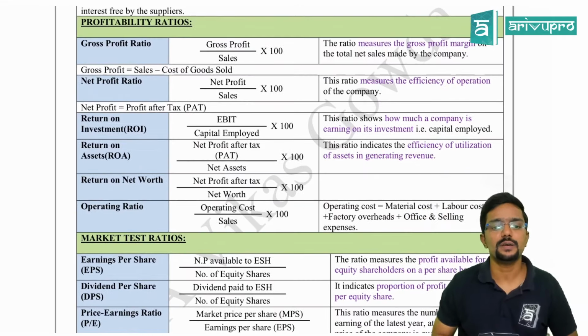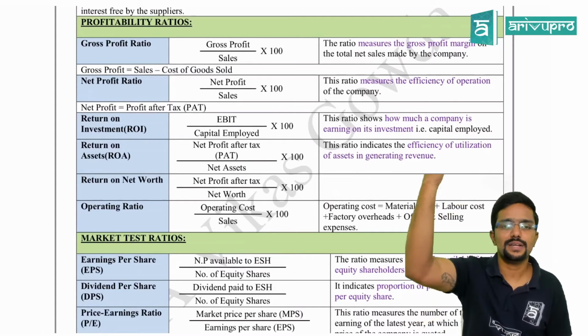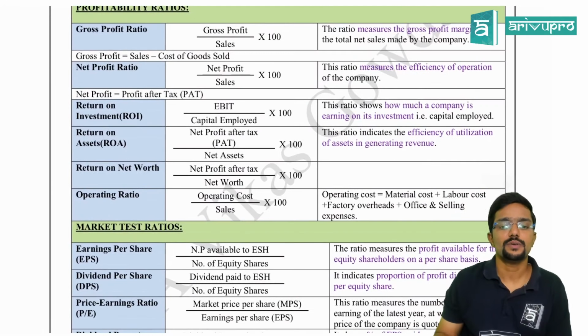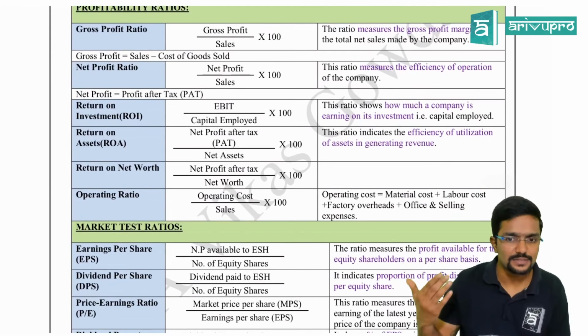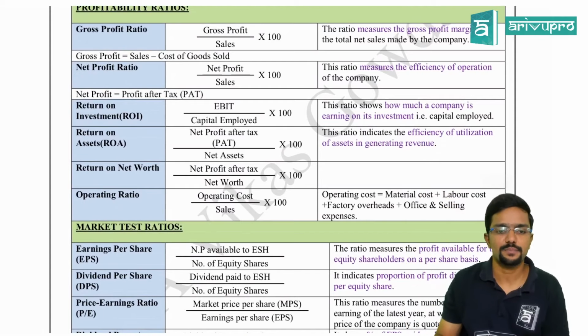Then coming to profitability ratio, gross profit ratio. We know how to calculate gross profit. Compare that with sales and find out the percentage. Then net profit ratio. Net profit is nothing but profit after tax. Net profit divided by sales into 100 is my net profit ratio.